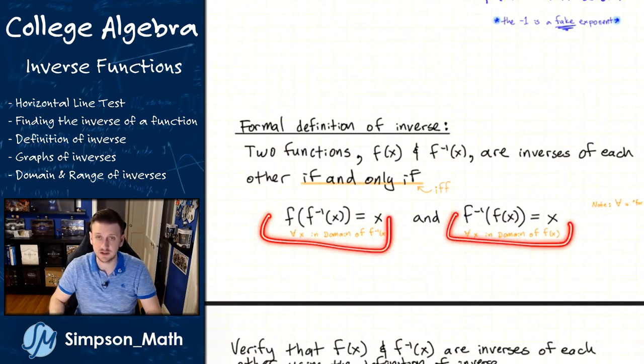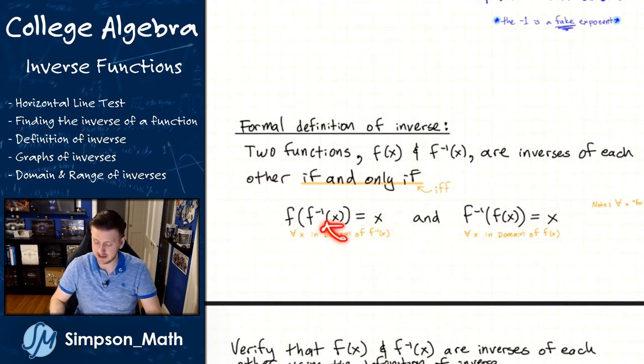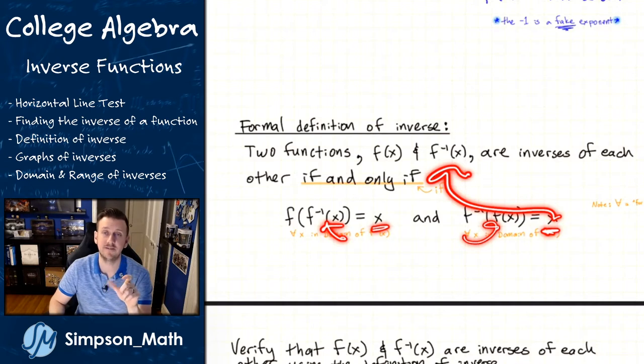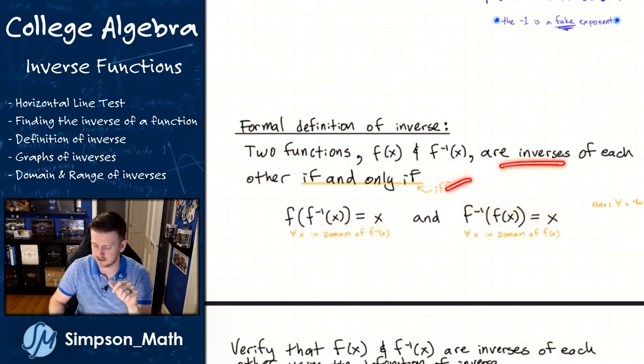So if I have two functions and I stick them inside of each other and it equals x, then I can go back in this direction and say, yep, those are inverses. So this is the definition of the inverse. If you know they're inverses, then this has to be true. And if we know that these are true, then we know they're inverses.